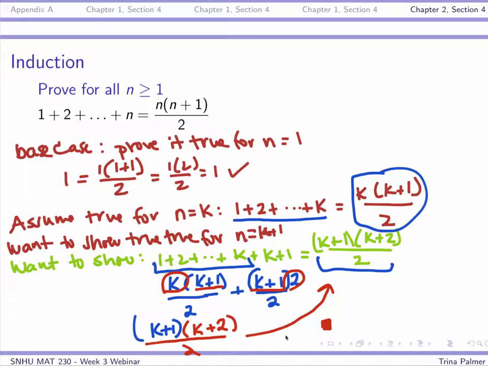Again, just to think about the proof by induction: you show the base case is true, typically n equals 1. You assume it's true for n equals k, so plug in k for n to show what your assumption is. And then you want to show it's true when n equals k plus 1. Then you typically do algebra on that to get it to work out.